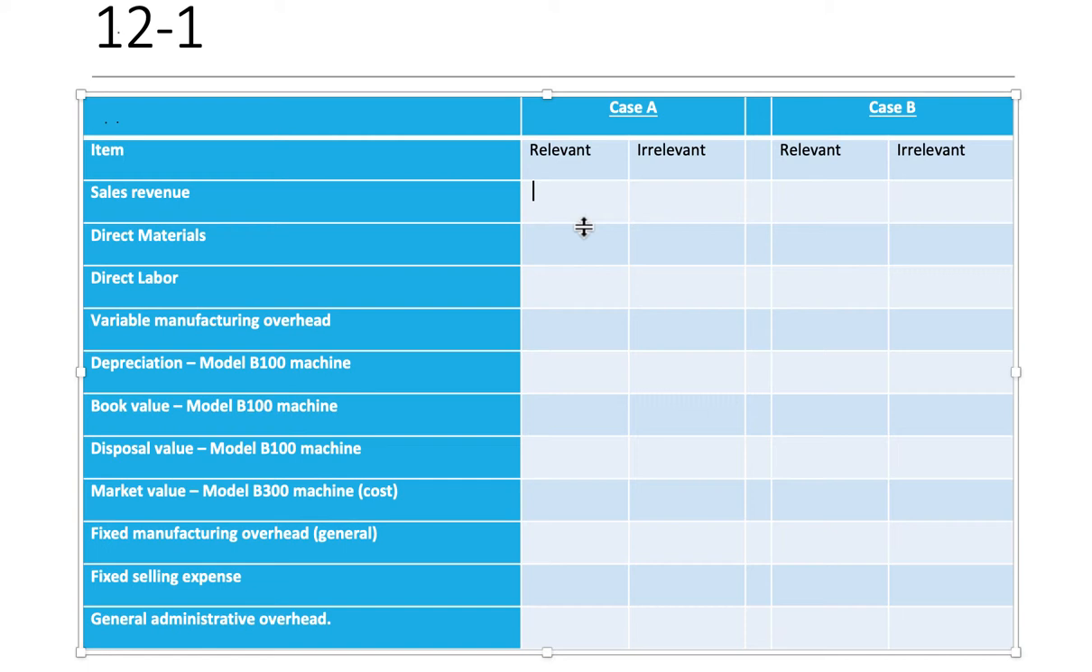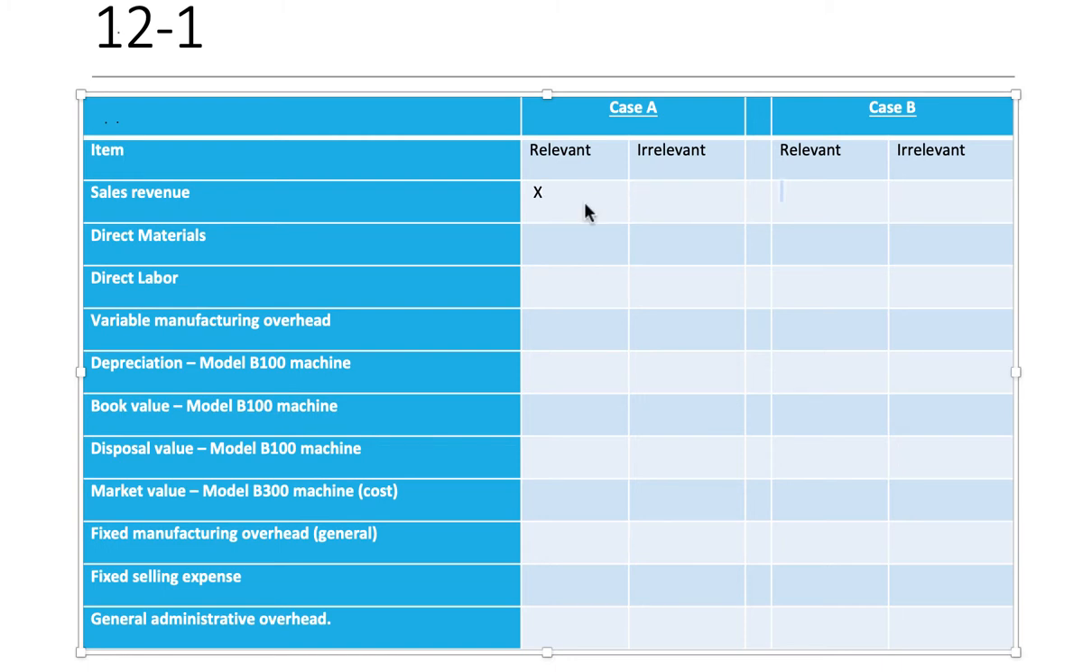So let's look at the first one, sales revenue. Just for case A, is it relevant or irrelevant? Now hopefully you said relevant. And it is, because they tell us under case A that by adding this new model B300 machine, it's going to increase the company's production and sales. Okay, so there's a difference. We either keep the machine we have and just keep running, or we buy a new machine and increase our sales revenue. It is relevant. Okay.